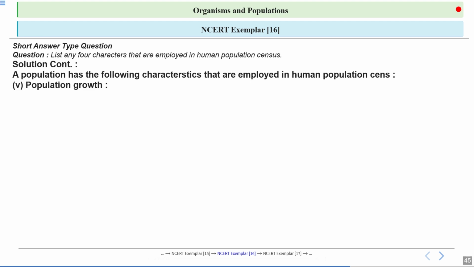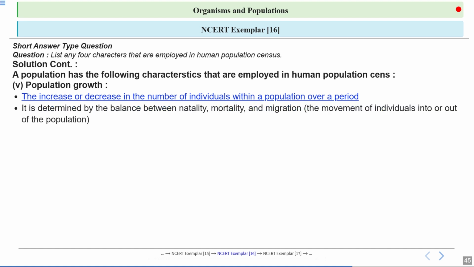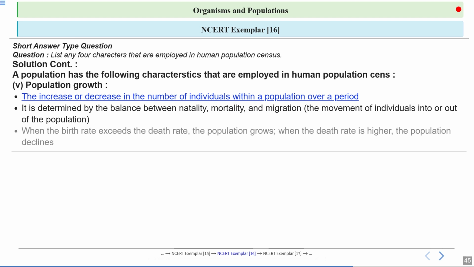Now, the next one is population growth. This is a very important characteristic. It tells us whether the number of people in a certain area is increasing, staying the same, or decreasing. Population growth is measured by looking at how the number of individuals changes over a period of time. To figure out population growth, we look at three main factors: natality, which is the birth rate; mortality, which is the death rate; and then migration. Clear? Migration involves both immigration and emigration.